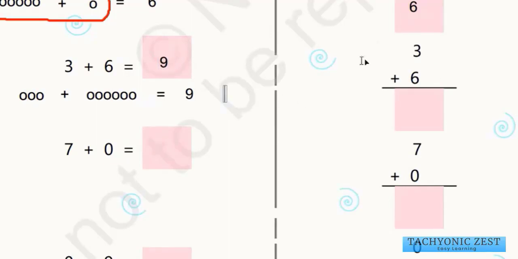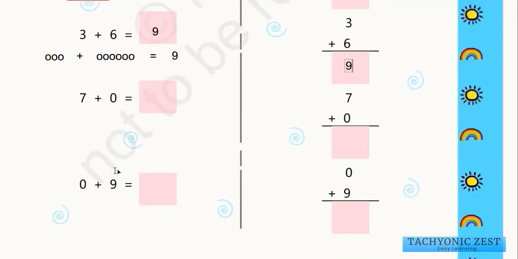Okay, so here 3 plus 6, just now we found 3 plus 6 is equal to 9. So here it will be 9. Let us see the next question. 7 plus 0 is equal to how much?